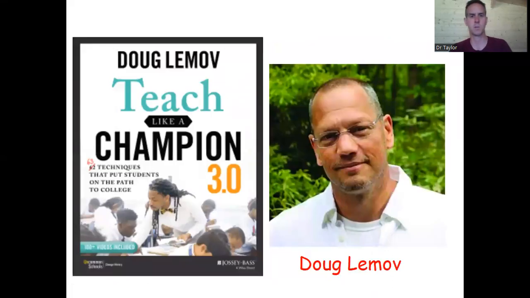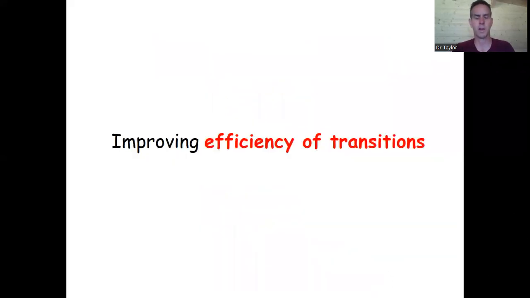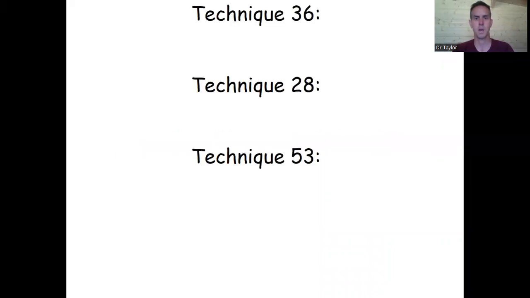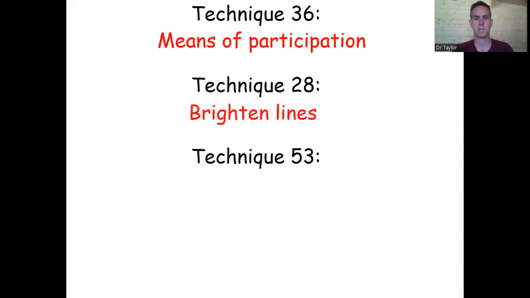Today's session, we're going to stay with the Teaching Champion, and we're going to look at improving efficiency of transitions. Three techniques we're going to cover. Technique 36, which is means of participation, technique 28, which is called Brighten Lines, and technique 53, which is called Be Seen Looking.